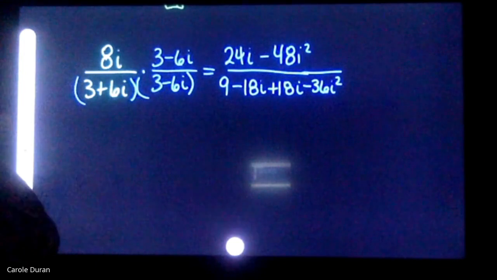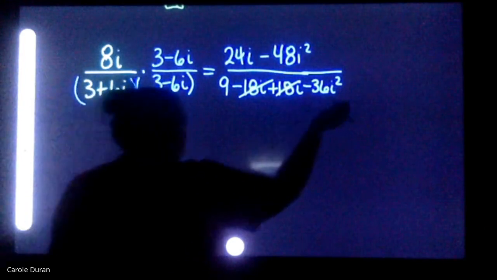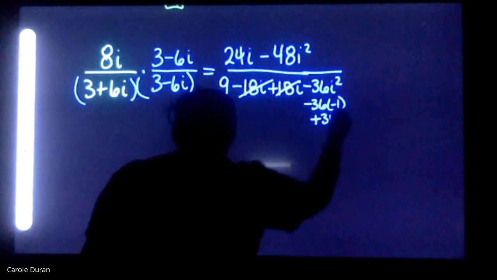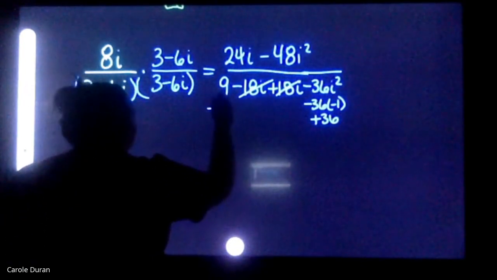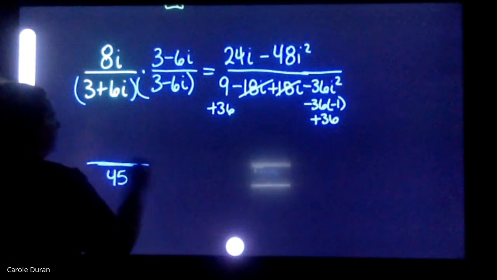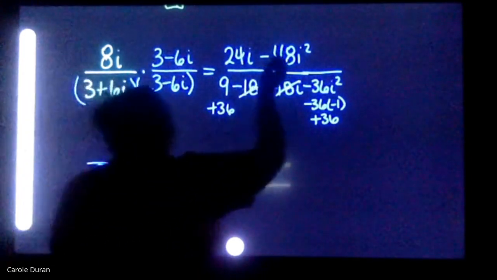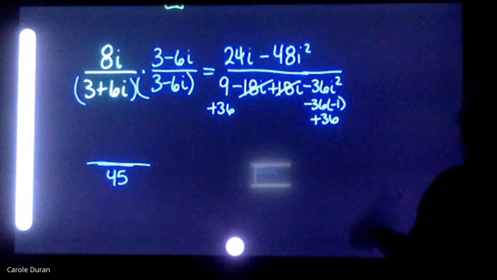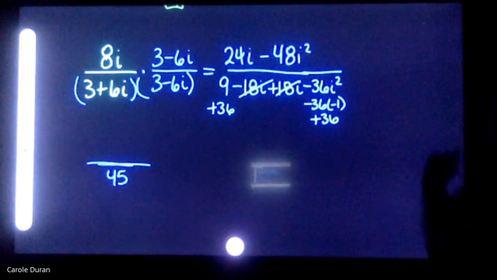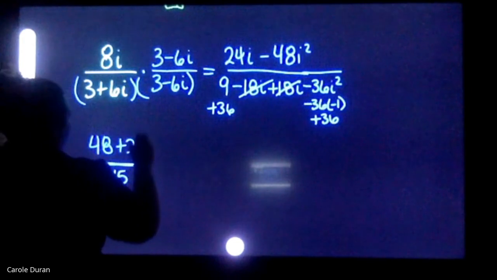I need to go ahead and simplify this. The i's cancel in the bottom. I know negative 36i squared becomes negative 36 times negative 1, which becomes a positive 36. I can then add this to the 9 that's already there, which means I get a 45 in my denominator. And then I can go ahead and simplify in my numerator as well. This negative 48i squared becomes negative 48 times a negative 1, because that's what i squared equals. And a negative times a negative becomes positive. So that becomes a positive 48 plus 24i.